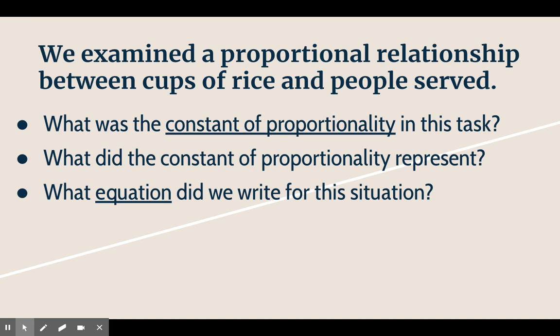So let's pause the video here and take a second to recap what our constant of proportionality was, what the equation was, and what it represented.